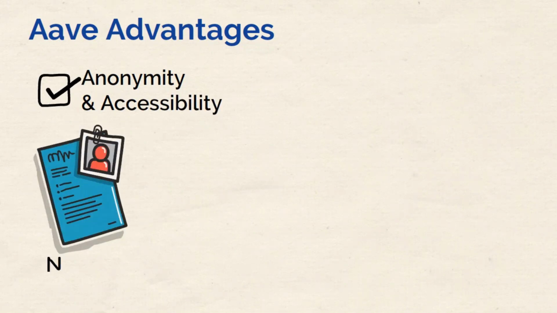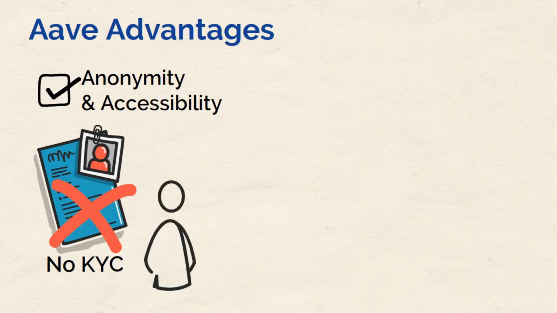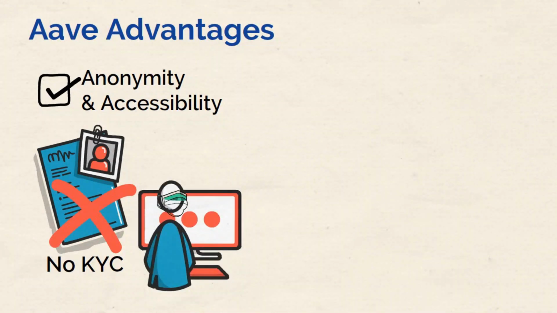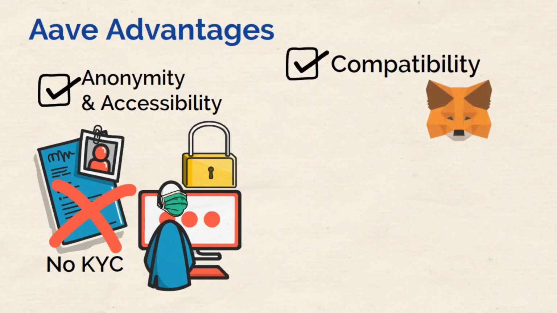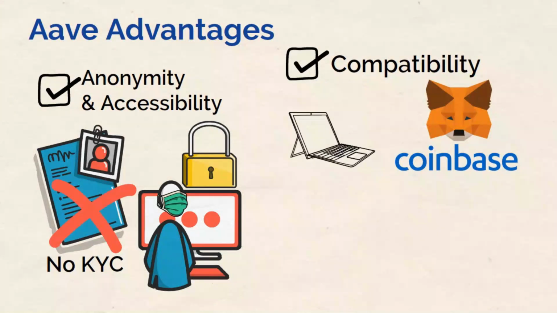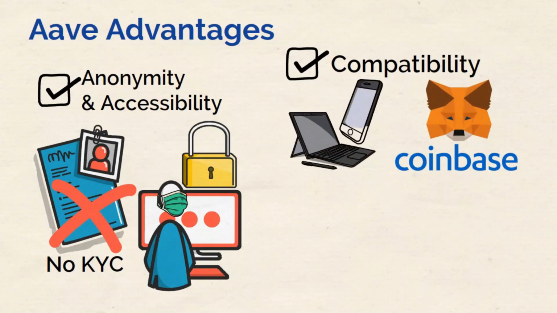A further advantage is Aave's anonymity and accessibility. Because Aave runs without needing Know Your Customer or KYC requirements, it means users can enjoy full financial privacy, which is important for a lot of people. On top of that, its compatibility with various wallets like MetaMask and Coinbase, as well as both desktop and mobile platforms, really push how many users can get into it.